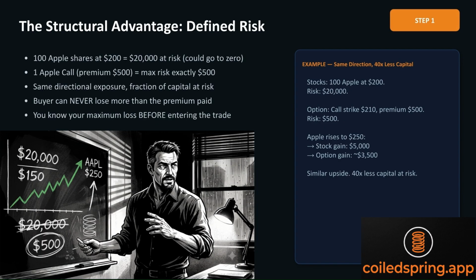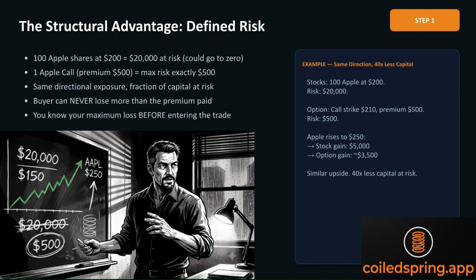We've established what an option is and who the parties are. Now, let's talk about why options are genuinely powerful, not as a marketing pitch, but as a structural fact. When you buy 100 shares of Apple at $200, you have $20,000 sitting in a position that could, in the worst case, go to zero. That's your maximum possible loss, $20,000. It doesn't happen often, but the exposure is there. Every dollar Apple drops costs you $100.